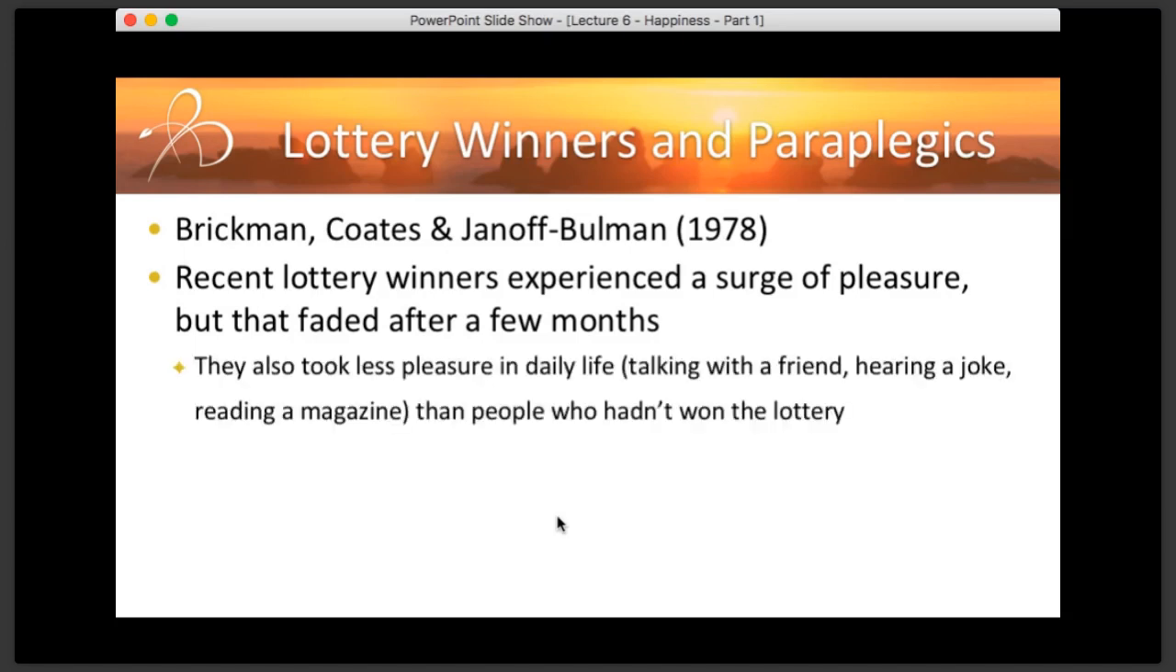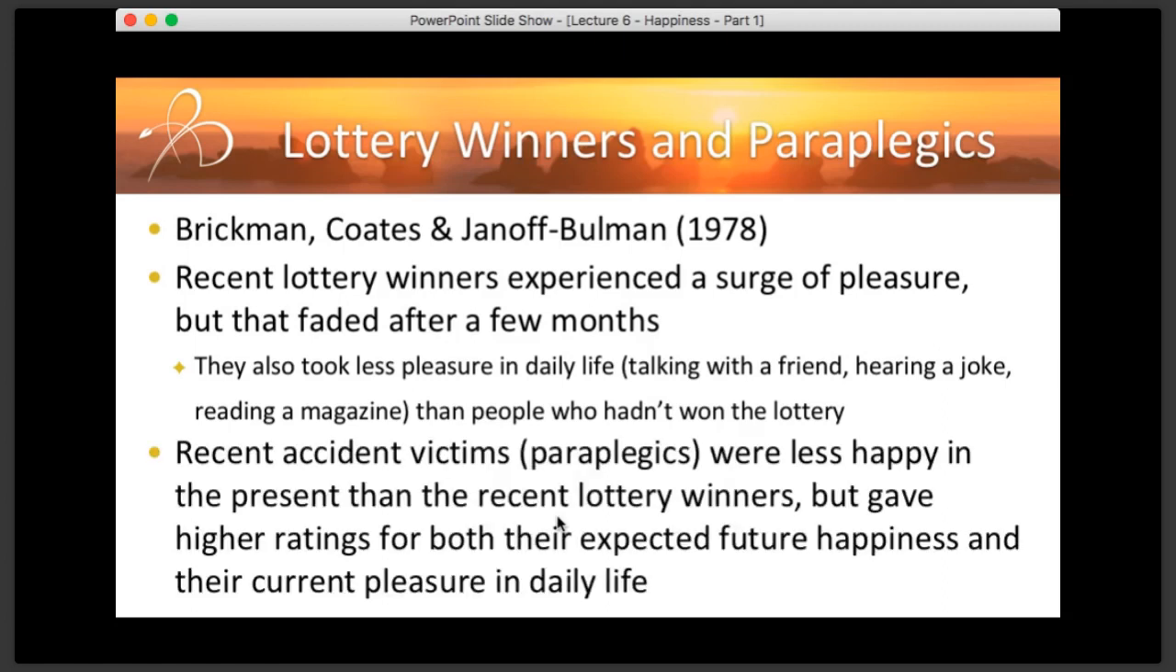And 6 months down the line, there were some other frightening results. They took less pleasure in daily life. Things like talking with a friend, hearing a joke, reading a magazine gave them less pleasure than control subjects who hadn't won the lottery. Life was no longer very impressive to them. Not feeling so good in the moment. Very little pleasure coming from the things that they were doing.